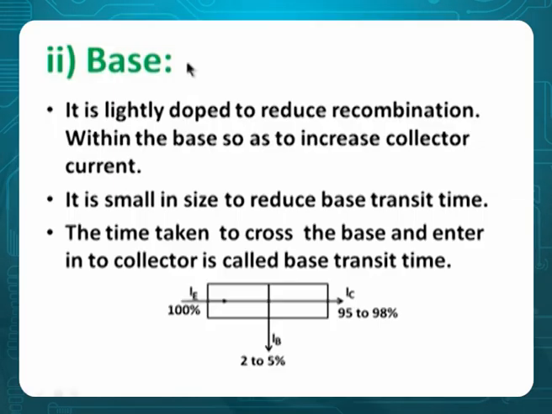Second, base. I said this is the basis for amplification. That's why it's called base, a common terminal. It's lightly doped to reduce recombinations within the base, so as to increase collector current. Suppose if recombinations are decreased, collector current will increase. It is small in size to reduce base transit time. What is base transit time? The time taken by the carriers to cross the base and enter into collector. That's what base transit time is.